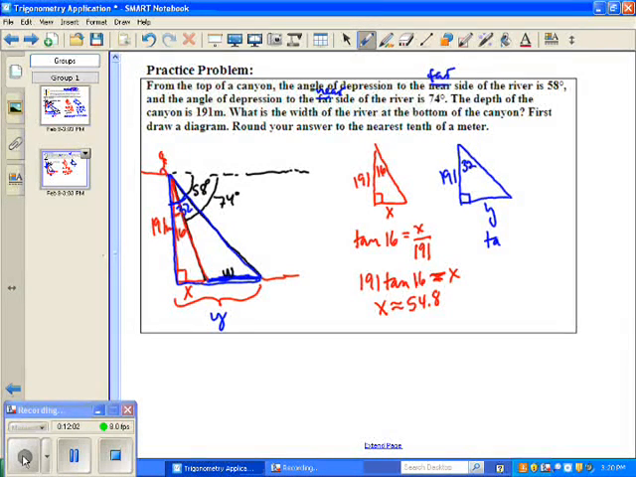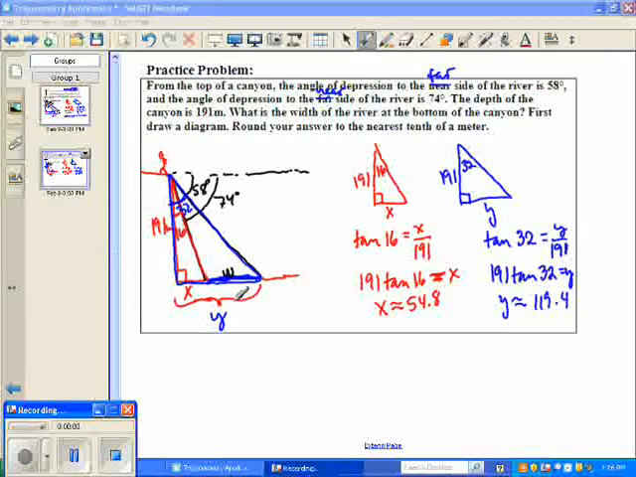Okay, so do the same thing for the other triangle. So tangent of 32 equals opposite, which is y, over adjacent, which is again 191. Cross multiply, so we have 191 tangent of 32 equals y. So again, plug in y into your calculator. So we get 119.4.